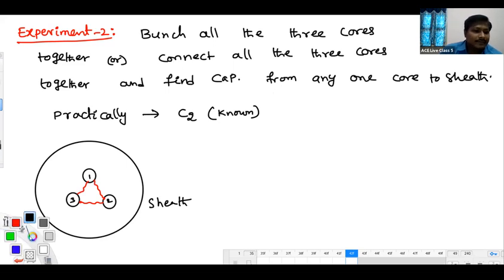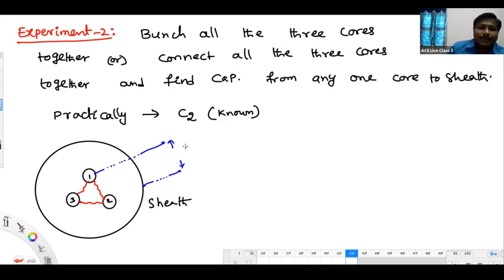Okay, next. Between what do you have to measure the capacitance now? Between any one of the cores and the sheath. Any one of the cores, maybe you select core number 1, doesn't matter, and the sheath. Between these two we should measure the capacitance. That number may come as C2, so that number we should make equal to C2.